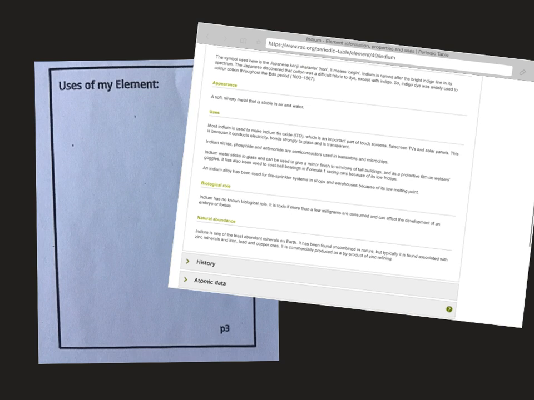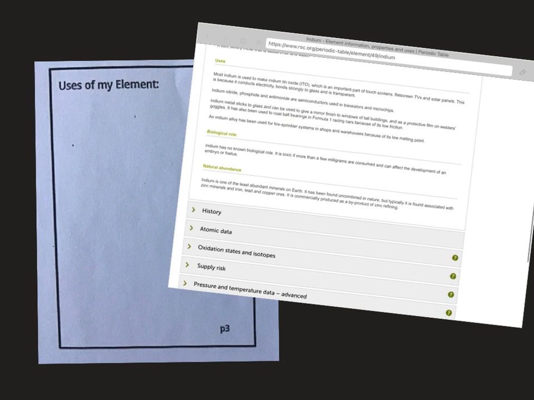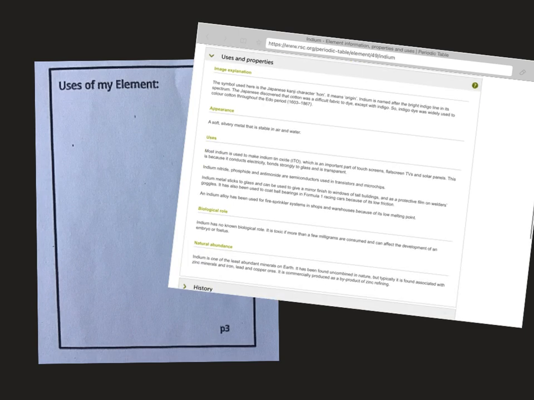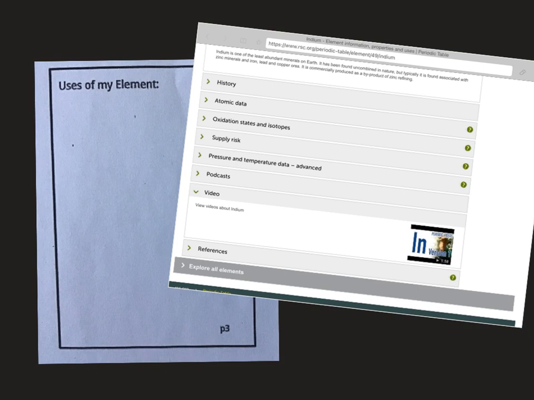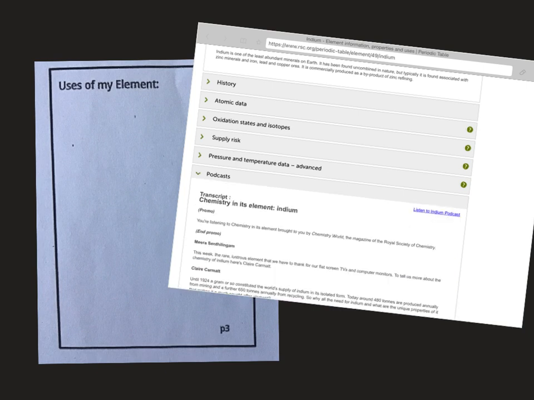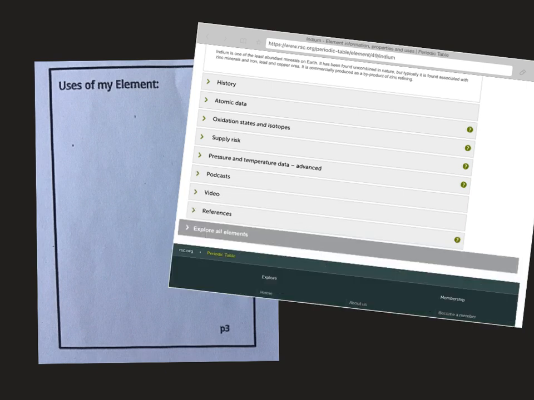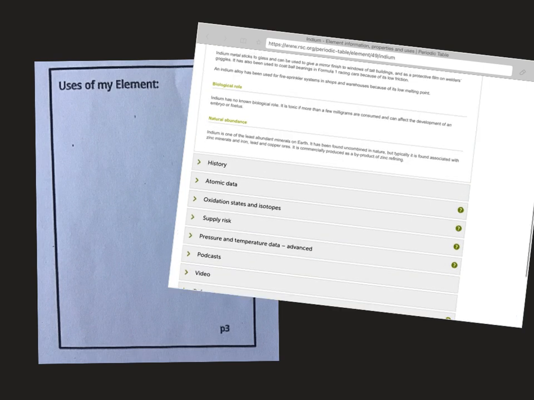Read through the whole thing before you write anything down, because you want to pick out the things that are the most interesting. So for uses of your element, uses and properties, that would be really helpful. Video and podcast, that's also oftentimes really cool, because sometimes within the video, they'll give you some cool information. I haven't listened to the podcast, but that might be helpful too. So just bullet point, few words, a blast of information. So uses of my element: it's used to combine with this other metal to make bike frames. I don't know, just something really cool.